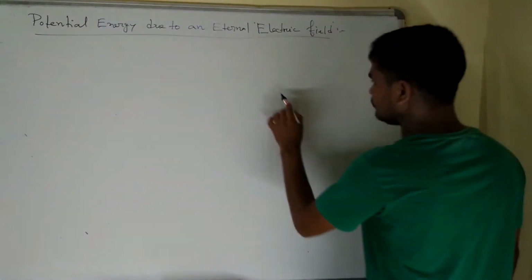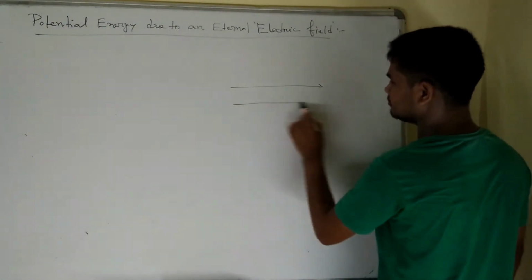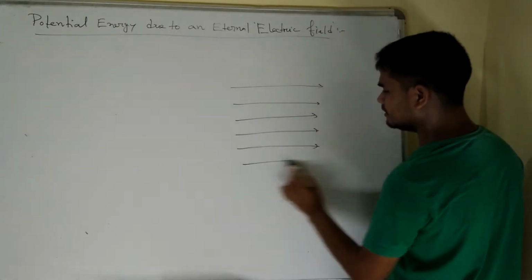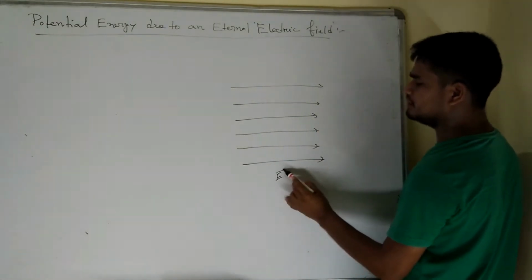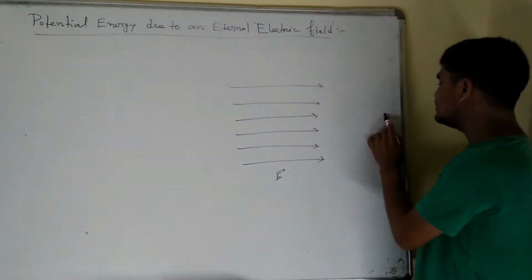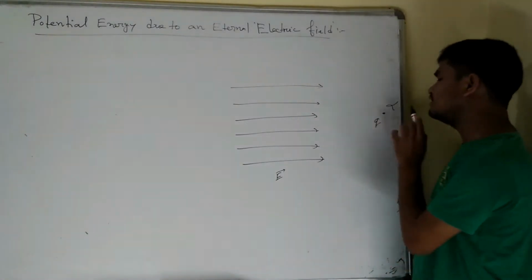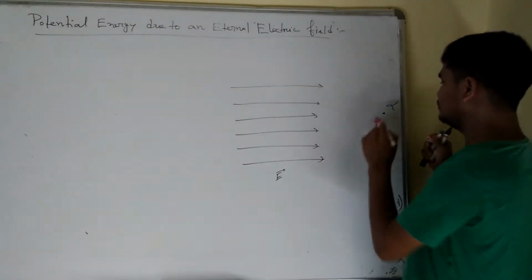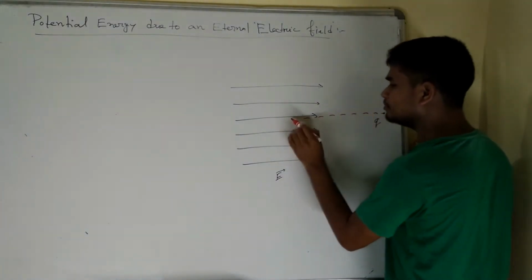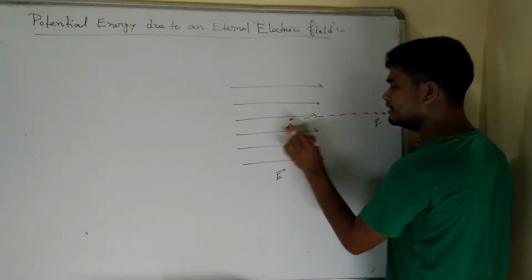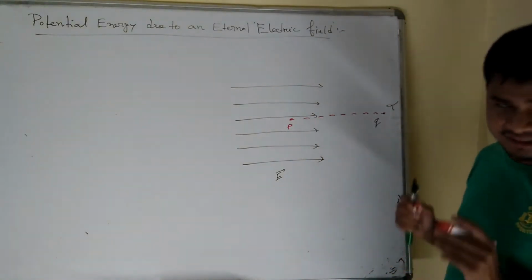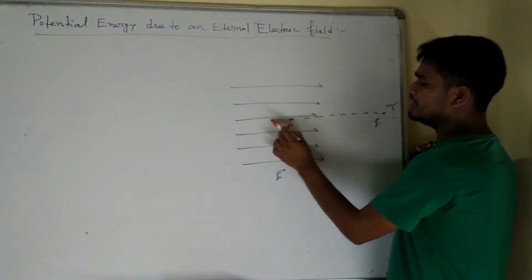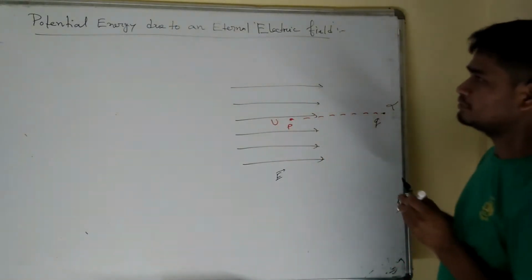Okay, let us consider this is an external electric field having strength E. Let us consider the charge Q is at infinity. Clear? We have to bring this charge from this point to some point P in the external electric field. Now we have to find the potential energy U at this point.